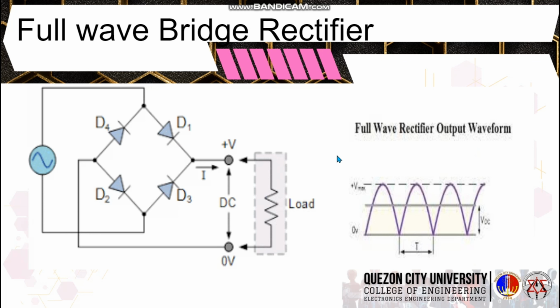Next one, full wave bridge rectifier. So there's four diodes. When it's forward biased, there are two diodes operating and two diodes not operating, and this will lead us to a continuous sine wave with no flat zero.